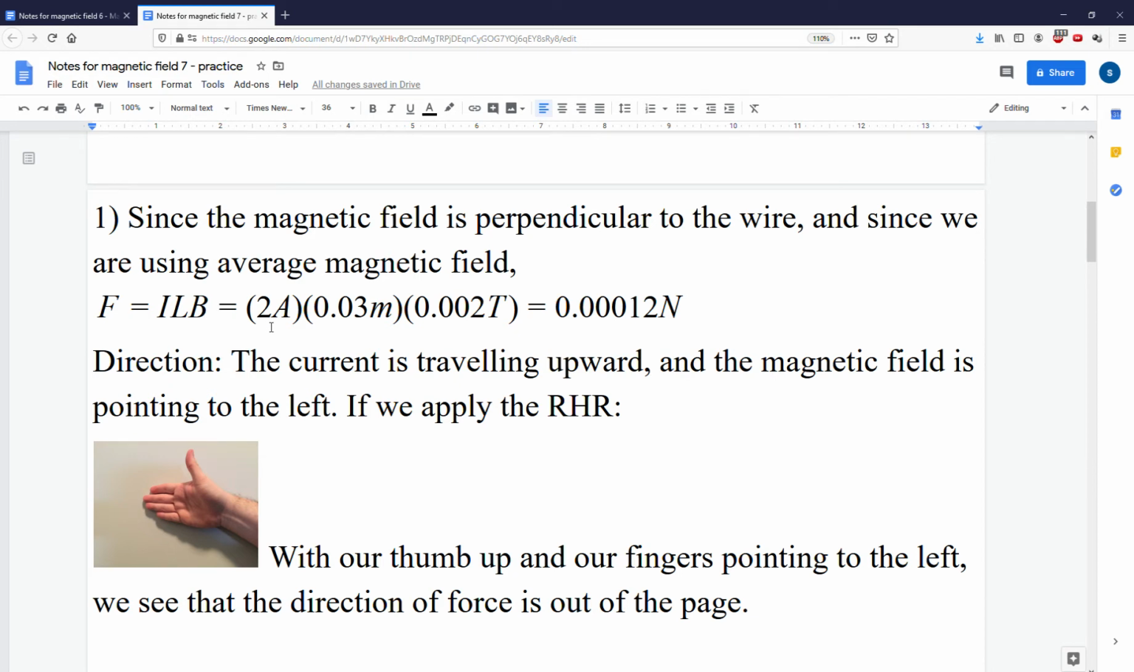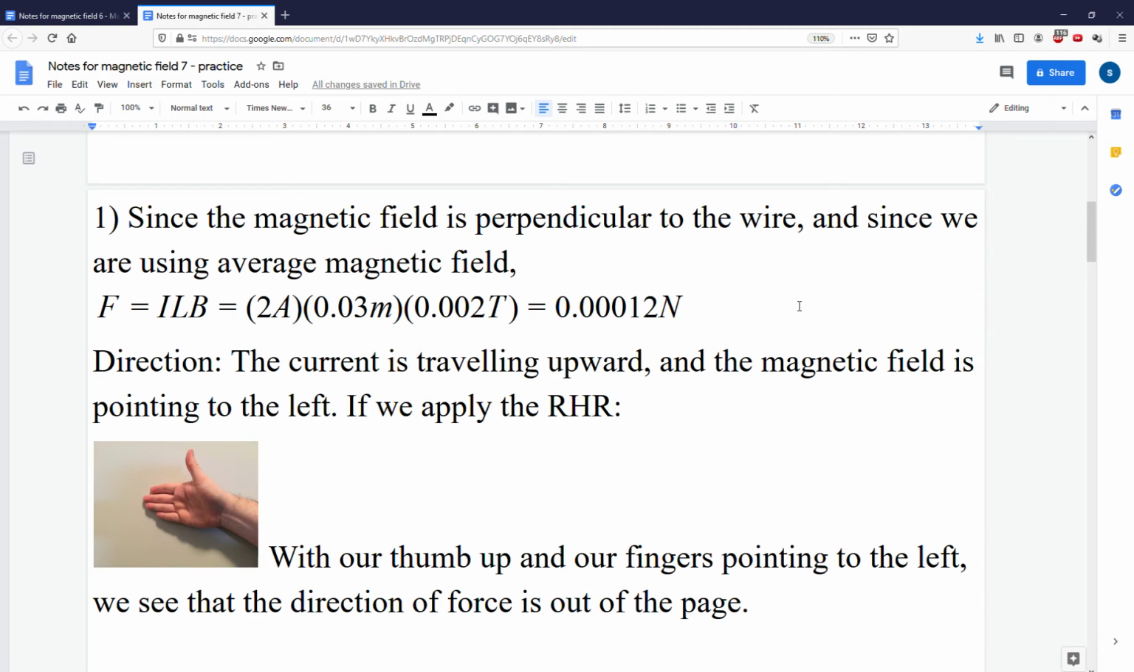The current was 2 amperes, the length was 3 centimeters, which is 0.03 meters, and the magnetic field was 2 millitesla, or 0.002 Tesla, which creates a total force of 0.00012 newtons.